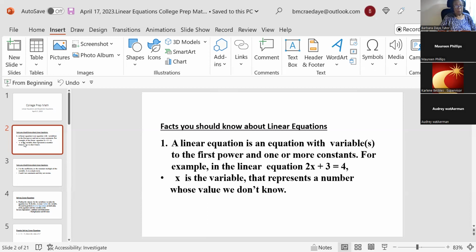Okay, and linear equations have variables, and we know what variables are. They are alphabets A through Z, and they represent a number, and most times we don't know what that number is. In linear equations, we're solving for that variable, right? Okay, now let's go to number 2.